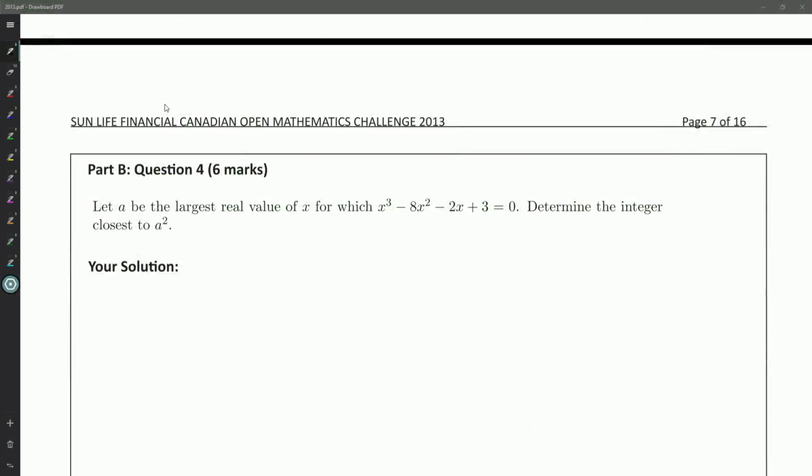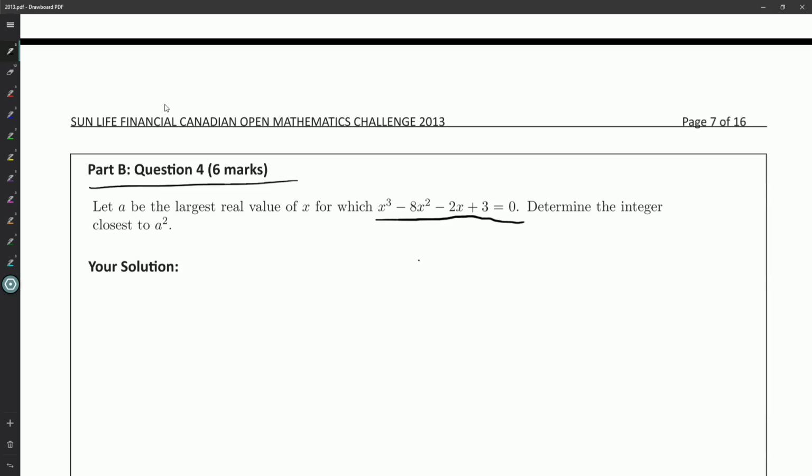We're looking at our 2013 open paper, and we are on the last of the short answer questions with B4. Let A be the largest real value of x for which x cubed minus 8x squared minus 2x plus 3 equals 0. Determine the integer closest to A squared. Okay.